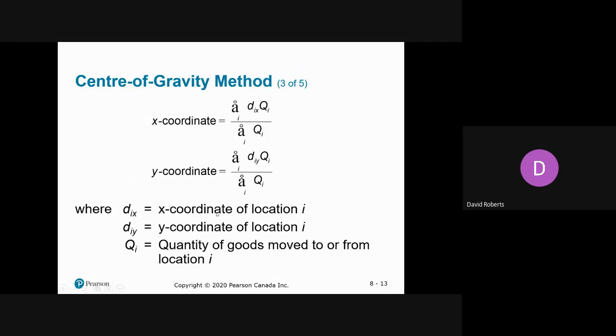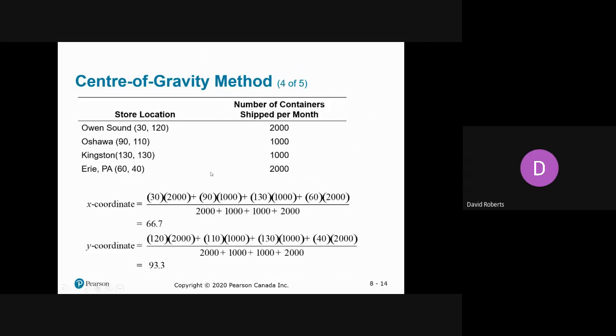The software will just do that for you. It's a lot easier than what it looks like on the screen. So in this particular case, to find the x coordinate, you take the x value, which is 30, and you multiply it by the number of containers. So this is like a weighted average is what it's calculating.